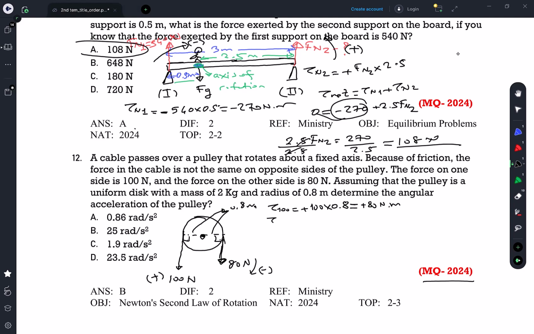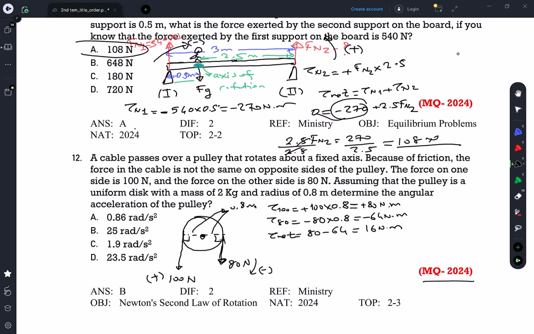Torque of 80 Newton is negative. The force is 80 times the distance 0.8, which is the radius. It's going to be negative 64 Newton meter. So let's calculate the net torque. Net torque is going to be 80 minus 64, which is going to be 16 Newton meters.